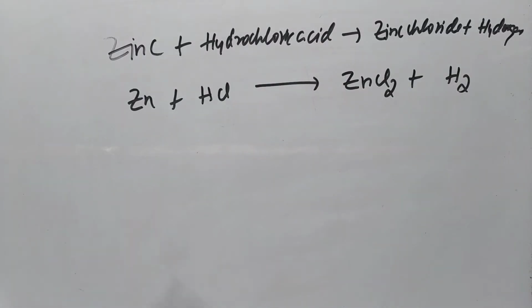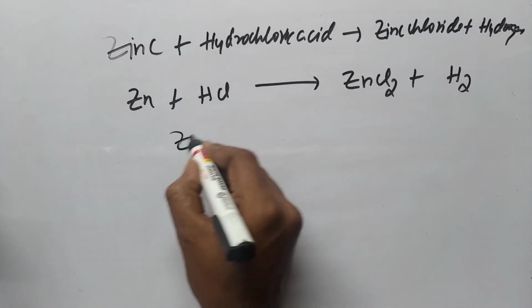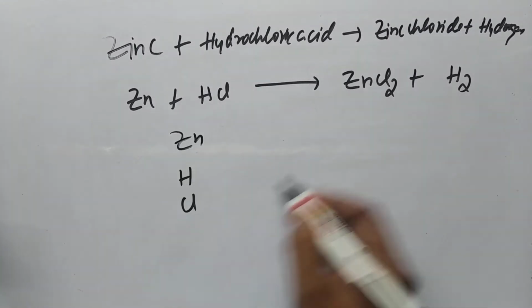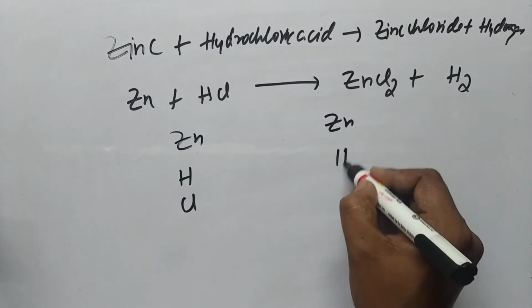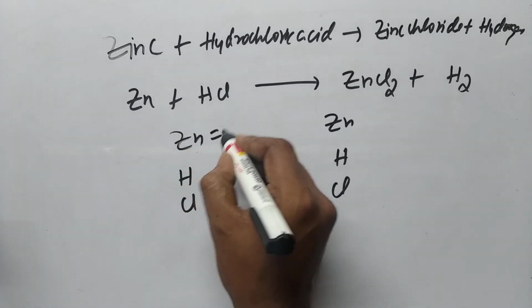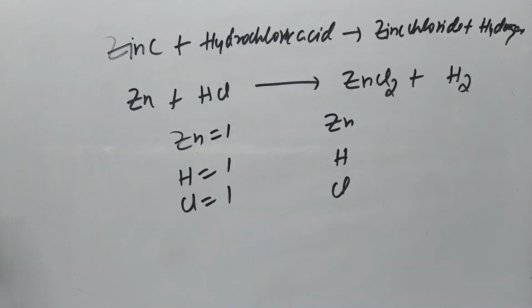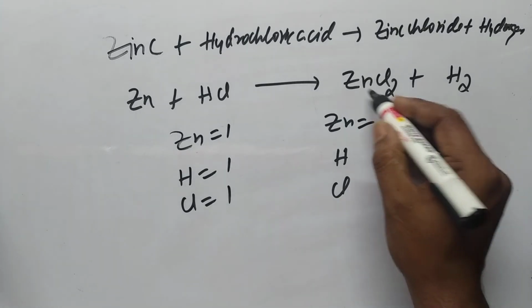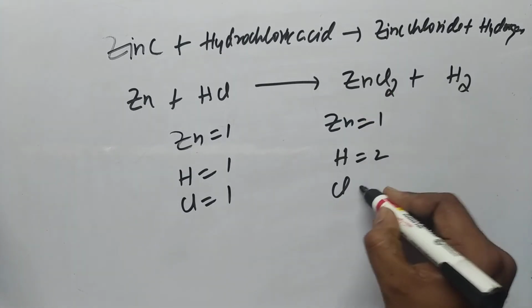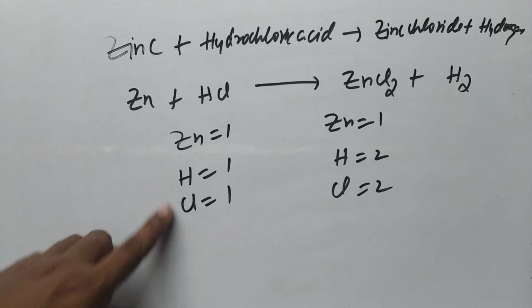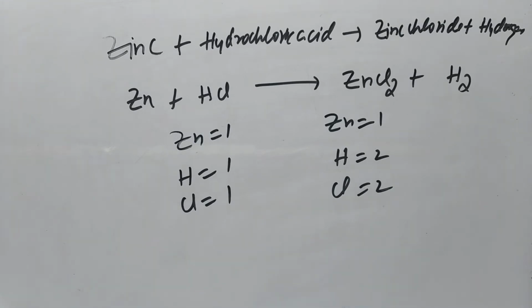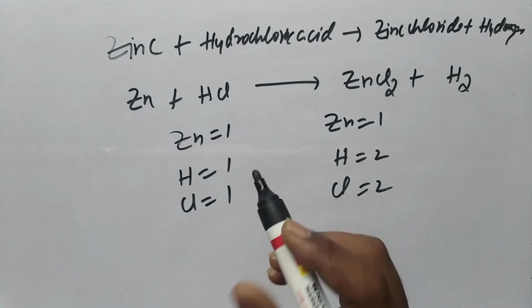Next, let me balance. On the left side we have zinc, hydrogen and chlorine; on the right side also zinc, hydrogen and chlorine. Let me check. On the left we have one zinc, one hydrogen, one chlorine. On the right we have one zinc, two hydrogens, two chlorines. So hydrogen and chlorine are more in the product, and we need to write a coefficient.